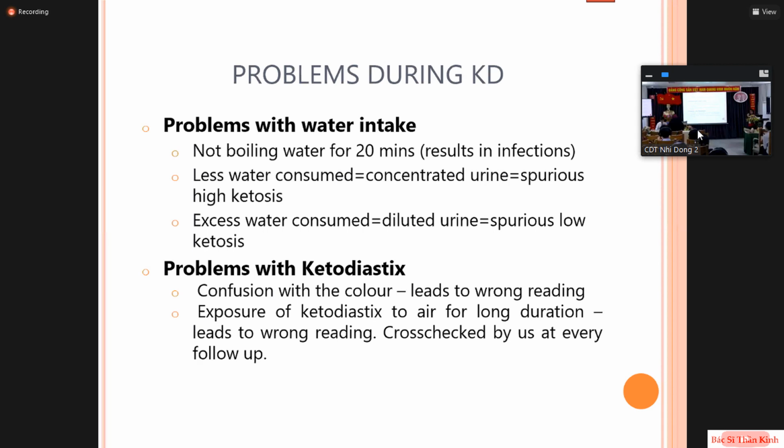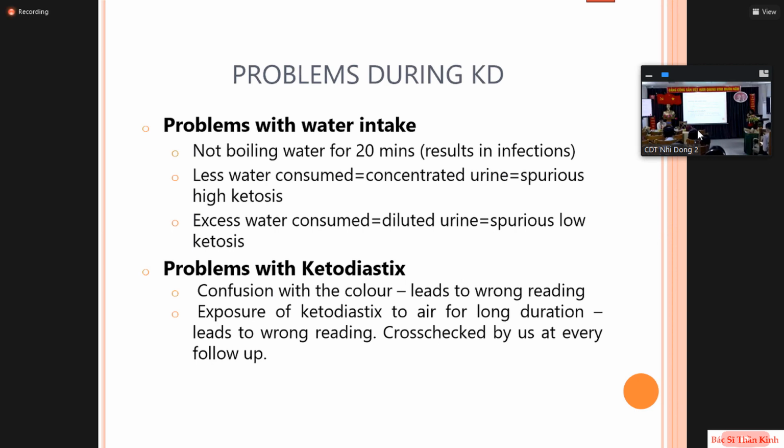Okay, so we always ask the patients to drink an adequate amount of water. So we need the pale yellow color. I'm again mentioning this, we need pale yellow color urine. That means they're drinking an adequate amount of water. And if they're drinking less water, and you get concentrated urine, then again it will give you inaccurate ketone levels. Okay, so it will show you inaccurately high ketosis levels, which is not the case. And similarly, if excess water is consumed, that will dilute the urine, and again it will give you inaccurately low ketosis. Okay, so always you have to make sure that the urine color of the patient should be light yellow.